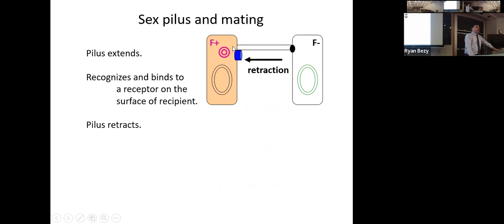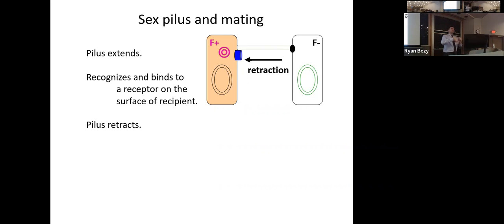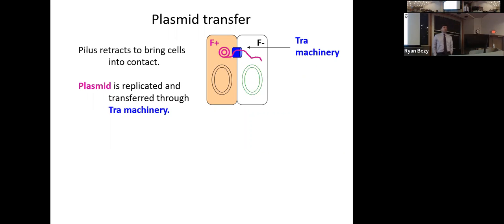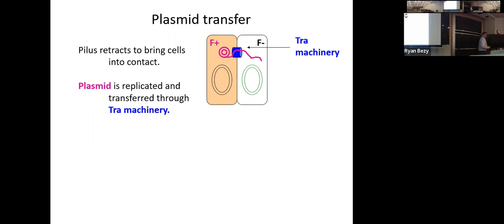What's going to happen is a pilus is going to extend out from the donor cell and attach onto the recipient cell. It then retracts. It kind of reels it in. As it retracts, those two cells get into very close proximity to one another. In essence, they dock together. So the pilus retracts and brings the two cells into contact. This is then going to allow the TRA machinery to work. The TRA machinery is what's going to accomplish the DNA transfer.